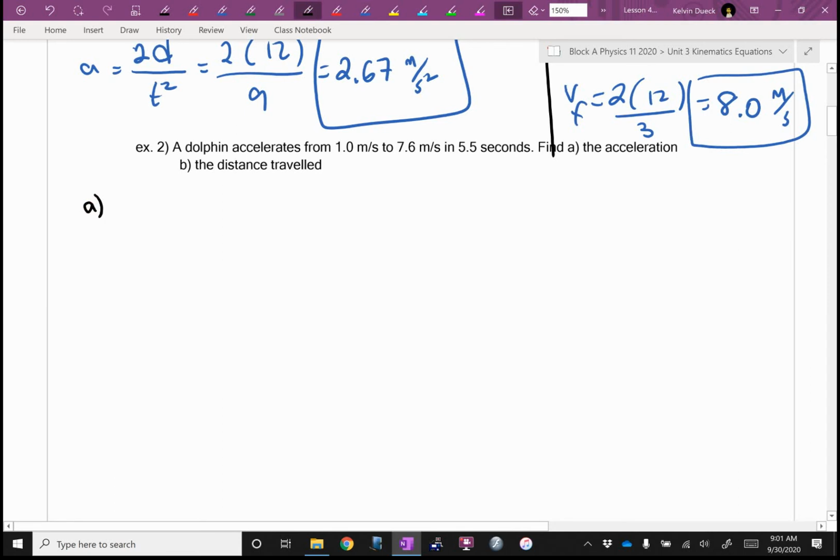Gotta just read, don't panic. So find, and then it says, what? You're right. Say it again, you're right. Acceleration. What's my symbol for acceleration? A equals question mark.